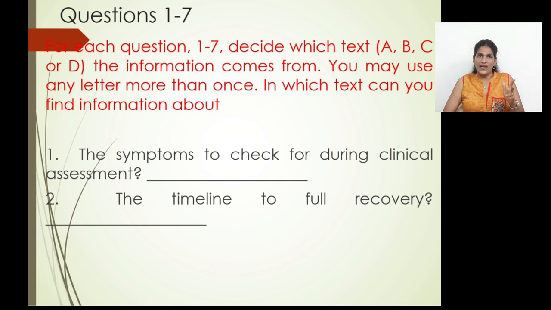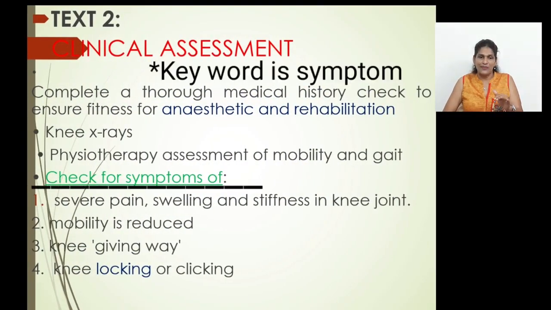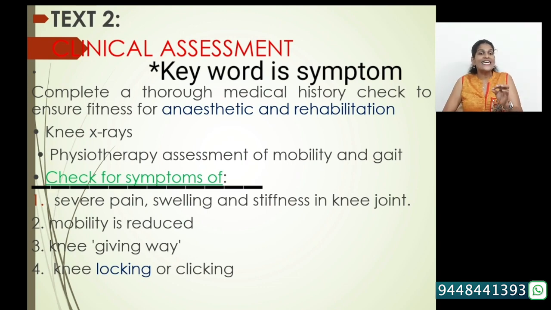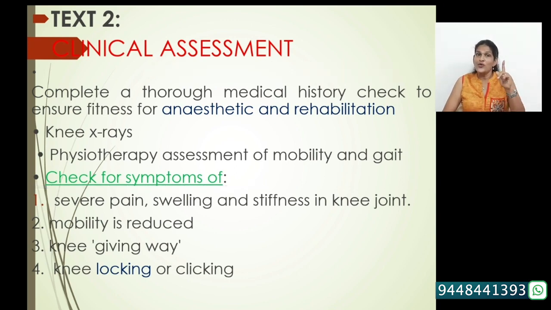Now let's see one by one. In Part A, the first questions will be 1 to 7, where you need to match the sentences with the text given. So let's see now. The first one is the symptoms to check for during clinical assessment. The words are given; you have to mark the keyword here. What is the keyword? The keyword here is clinical assessment. That means you need to look for clinical assessment. They are saying when you do the clinical assessment, what symptom you look for. So you can identify two keywords, the symptoms as well as clinical assessment.